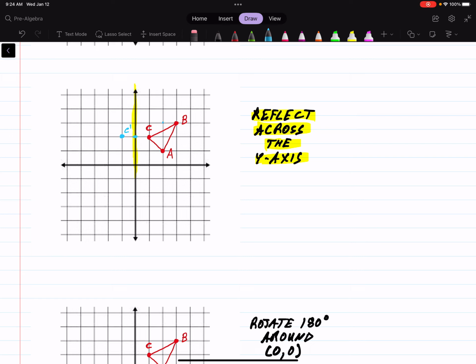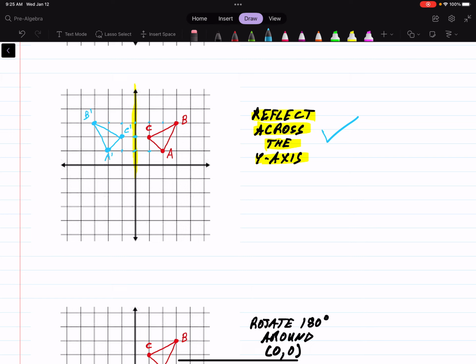Then B goes 1, 2, 3. Then let's go 1, 2, 3 more, and that will be B prime. And A prime right here, 1, 2 to get to the line of reflection. So 1, 2 more to get to the other side, and that'll be A prime. And we draw the triangle again. Okay, and that ends up being our reflection across the y-axis.